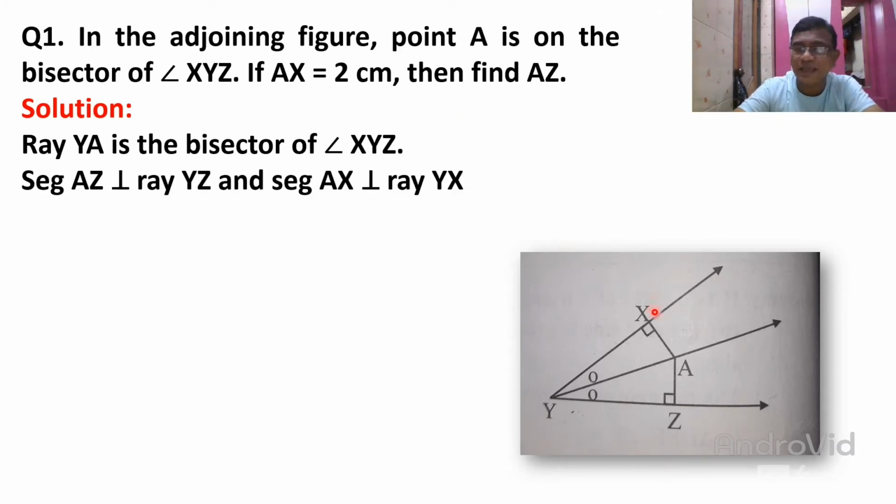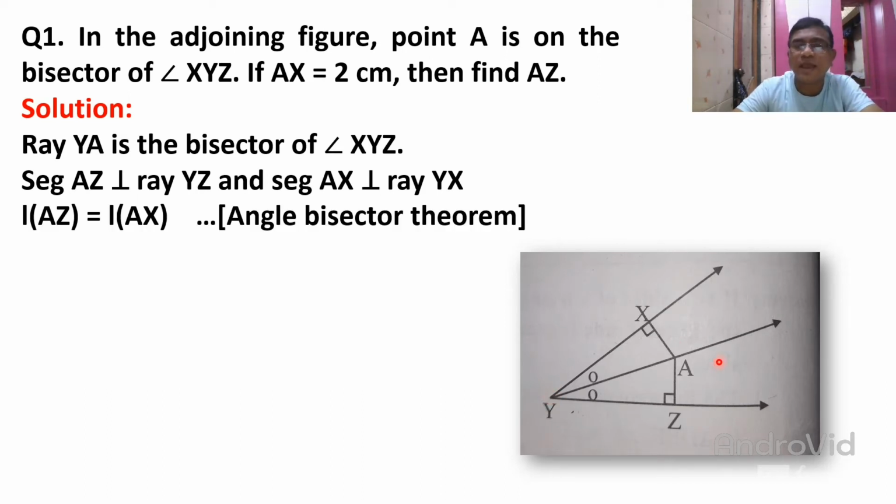So this is the AZ. AZ is perpendicular on YZ, as can be seen in the diagram. See, this is the YZ. On this YZ, from point A, AZ is perpendicular. And similarly from point A, this AX is perpendicular on XY or YX.